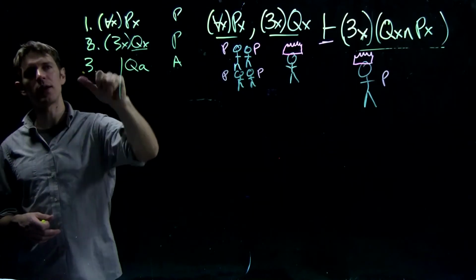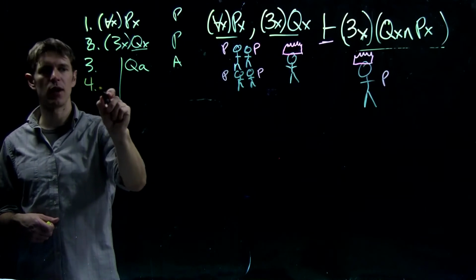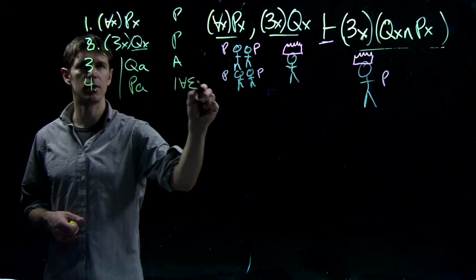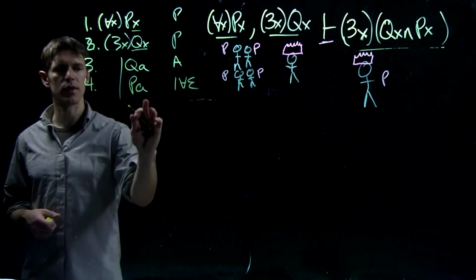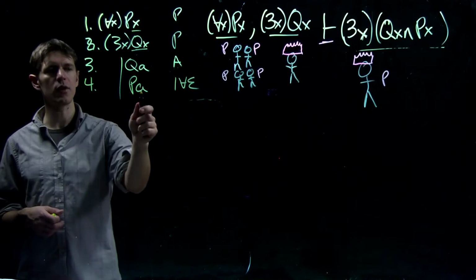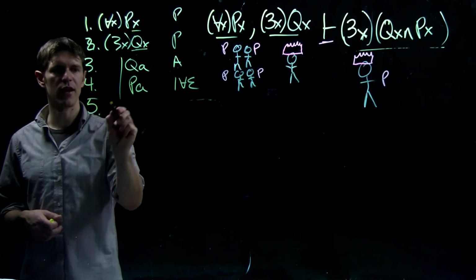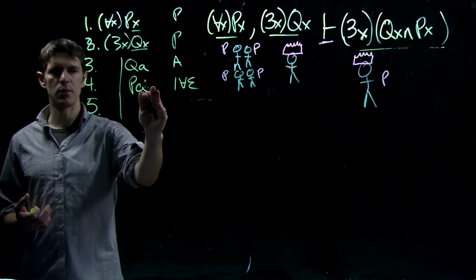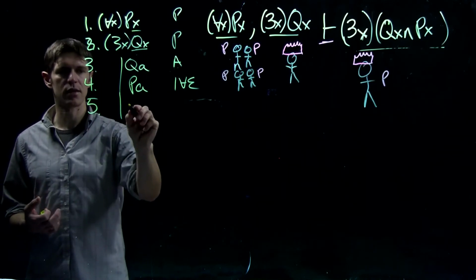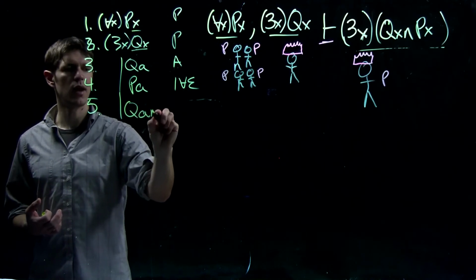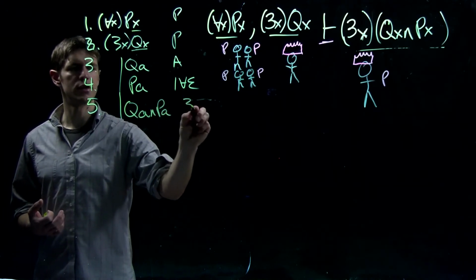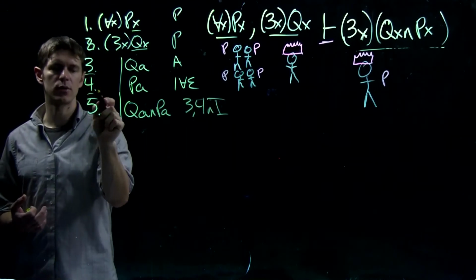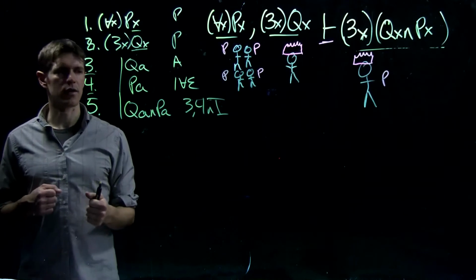So now what we can do is use line 1 to derive PA. And this is by 1 universal elimination. We're taking that x and replacing it with a. Now that we have PA, we at line 5 can take those two formulas and put them together. If QA is the case, and PA is the case, then we can reason to the conjunction QA and PA. So this is by lines 3, 4, conjunction introduction. We're simply taking lines 3 and 4 and forming a conjunction out of them.